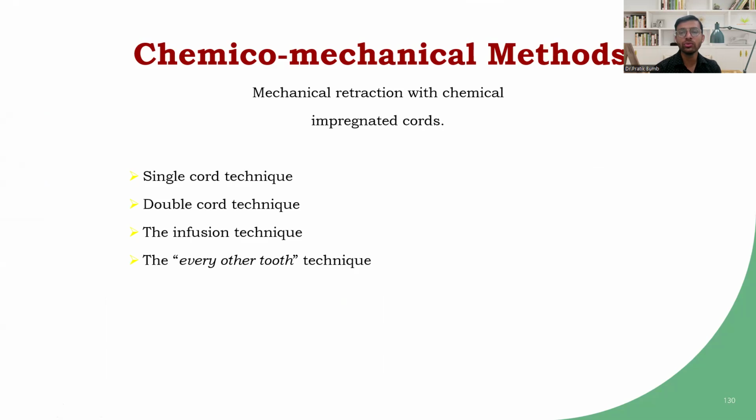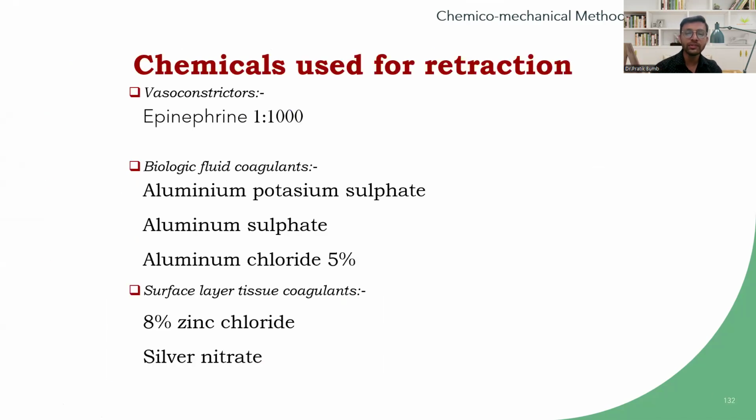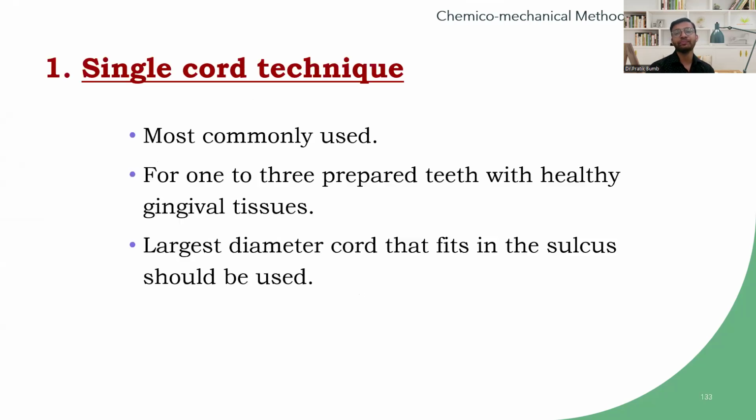While we use the cords, you can use a single cord technique or double cord technique, the infusion type, and the every other tooth technique. Retraction cords are basically the twisted cords or the braided cords or the knitted cords. You can see the images on the screen. Chemicals that are used for retraction are epinephrine 1:1000 ratio; biologic fluid coagulants like aluminium potassium sulfate and aluminum chloride, which is 5% aluminum chloride; and surface layer tissue coagulants include 8% zinc chloride and silver nitrate.